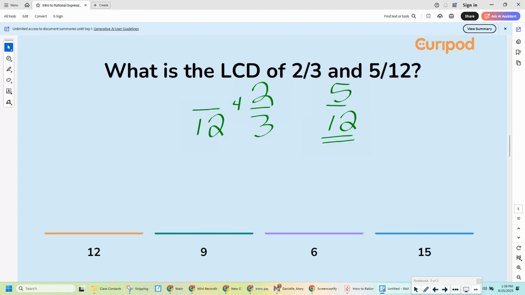If you said 4, you are correct. So I need to multiply 2 times 4 to get 8. So now I have 8/12 and 5/12. They have the common denominator. I can add or subtract them. So 12 would have been my answer here.